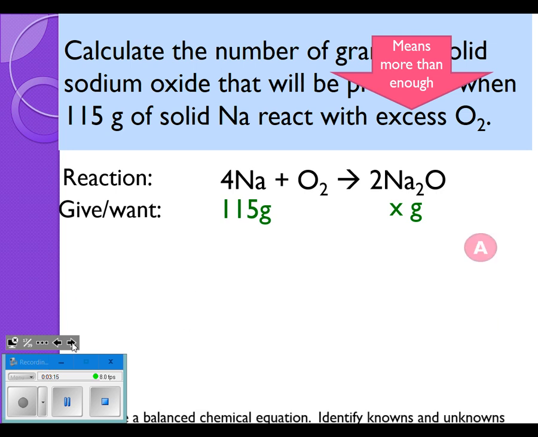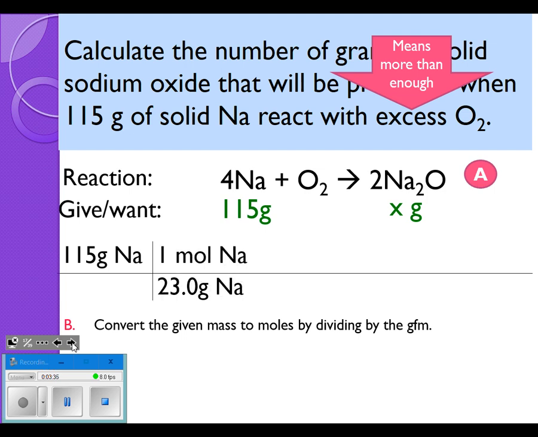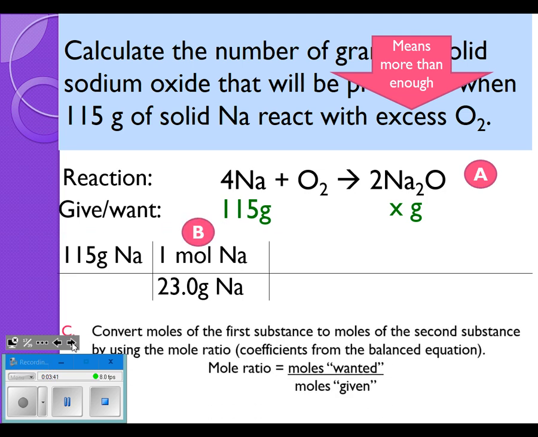Okay? Then our next part is to convert the given mass to moles by dividing by its GFM. Okay? So to do that, we will look up sodium on the periodic table, which rounds to 23.0 grams. We'll put it on the bottom, because we're dividing, and we'll put 1 mole on the top. All right? So that's part B. Once we do that, we've converted from grams to moles. So we've gone from the circle of mass on the left side, and we've followed over to our moles of given in the middle of our mole map.